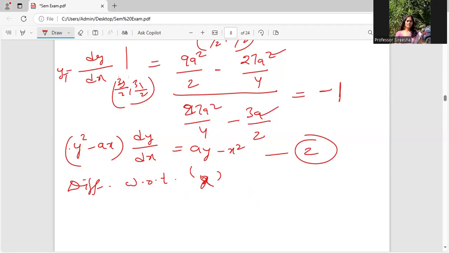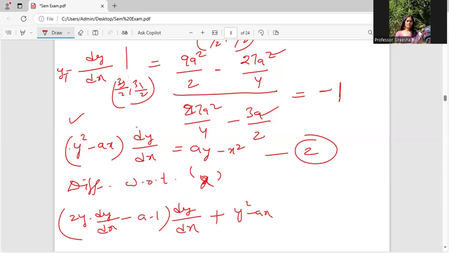So again I'll be going with the UV rule. The first one I'll be differentiating, keeping the second one as a constant. The second one I'll be differentiating and keeping the first one as a constant. Y square derivative is 2y, so I'll be having 2y dy by dx minus a into x derivative is 1. Dy by dx is as it is, guys. U prime v is as it is, right? Y square minus ax is as it is. The derivative of dy by dx the second time would be d square y by dx square. This is equal to a into y derivative is 1, dy by dx is what I have, minus x square derivative is 2x.